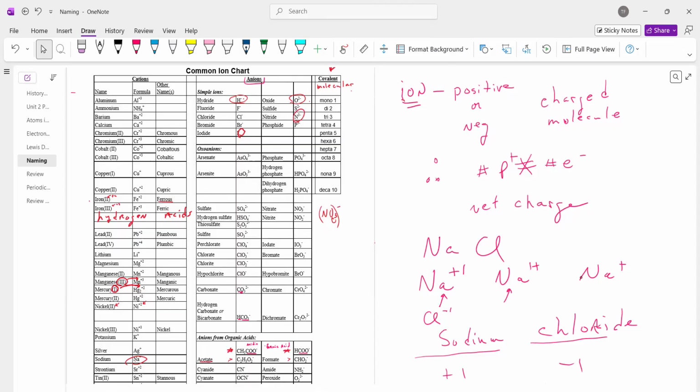Okay, so that's going to be a segue over to the molecular way of naming stuff. Are there any questions about this ionic part?